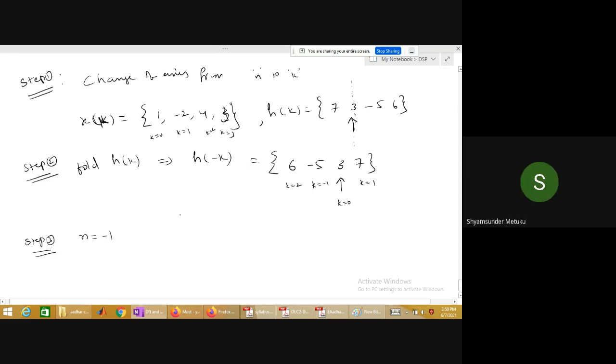Okay, fine. So step 3 is what? Shift the folded sequence based on the n value. N is what? Negative or positive?